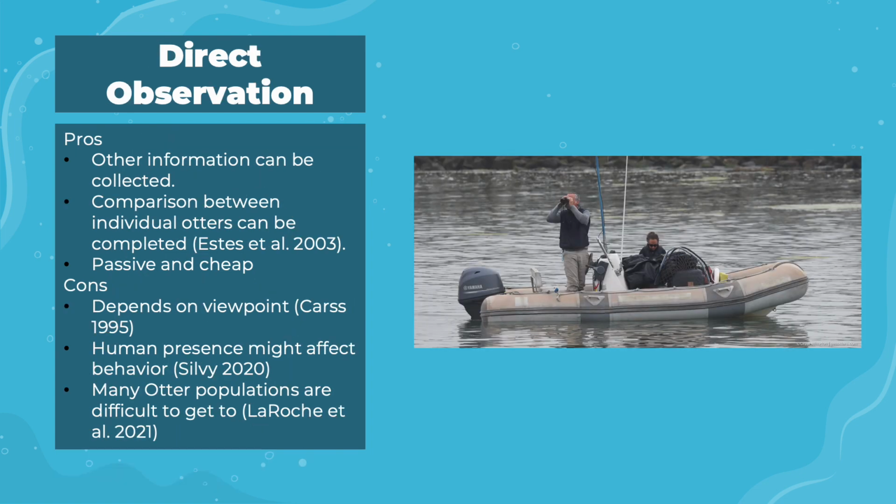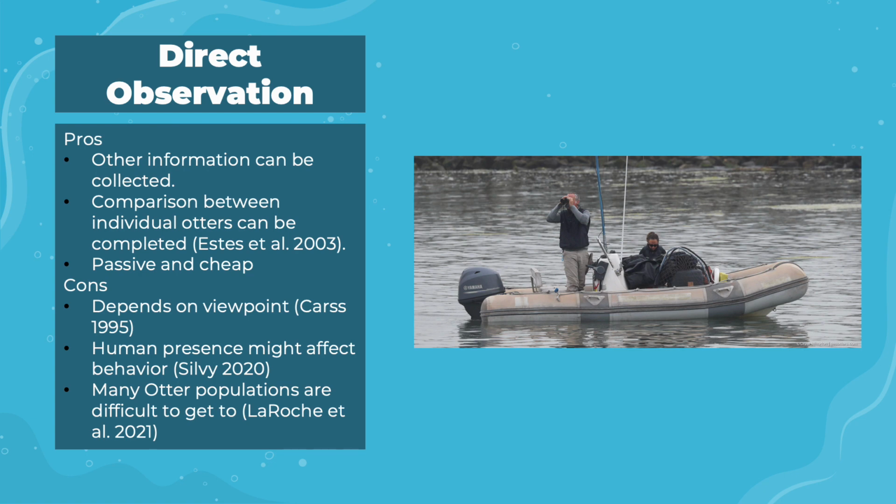The first technique of this review is direct observation, which is done when researchers actively go into the field to observe what sea otters are eating. The pros of this method are that other information can be collected, including temporal and spatial data associated with what the researchers are observing, and therefore comparison between individual otters can be completed. This method is also passive and cheap, especially when compared to other methods within this review.